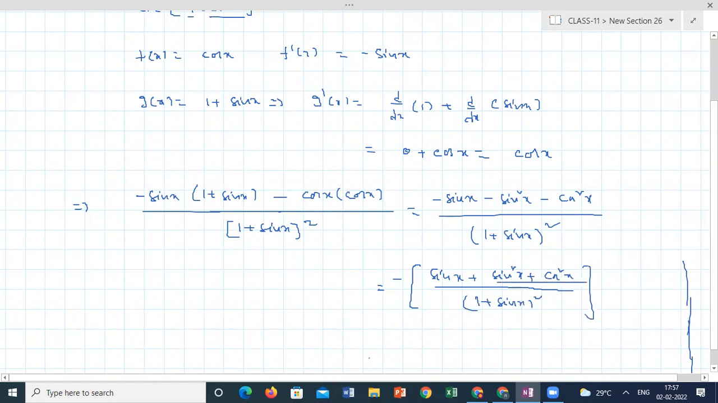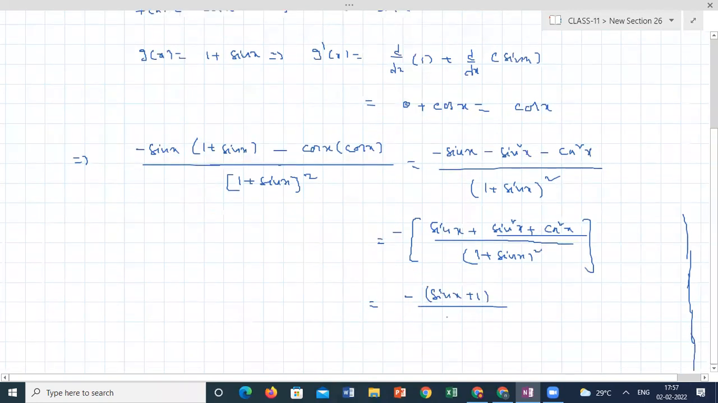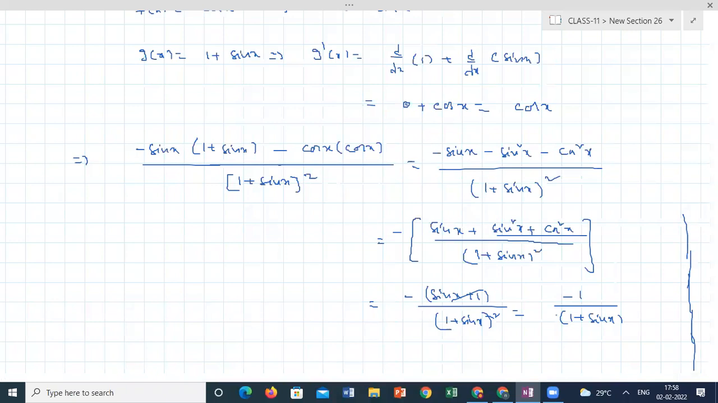Sin square x plus cos square x, this whole thing is 1. This will be minus of sin x plus 1 divided by 1 plus sin x whole square. So the final answer is minus 1 by 1 plus sin x. This is the differentiation of this question. See how this is the simplest form of the final answer. Hope you are clear what I am doing.